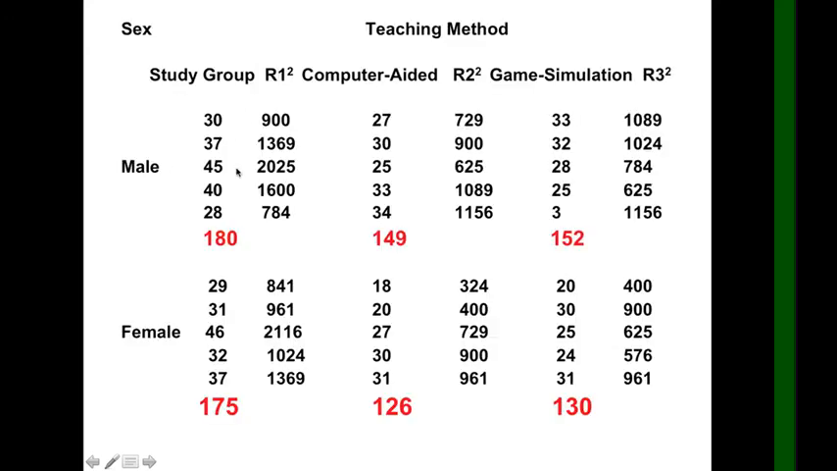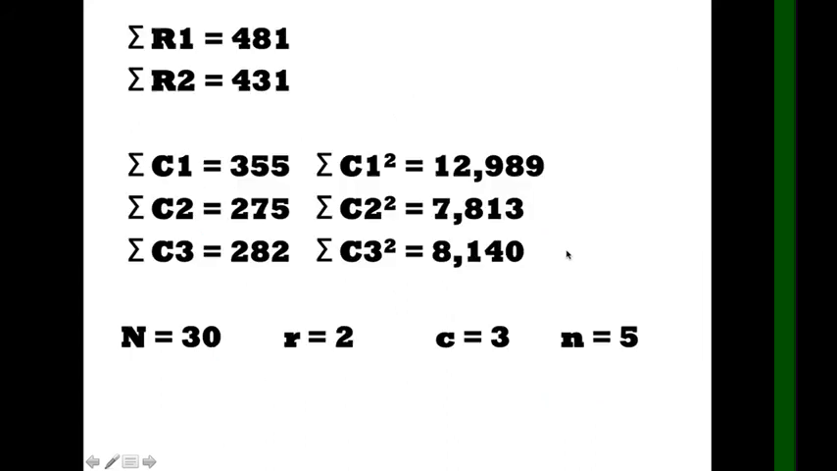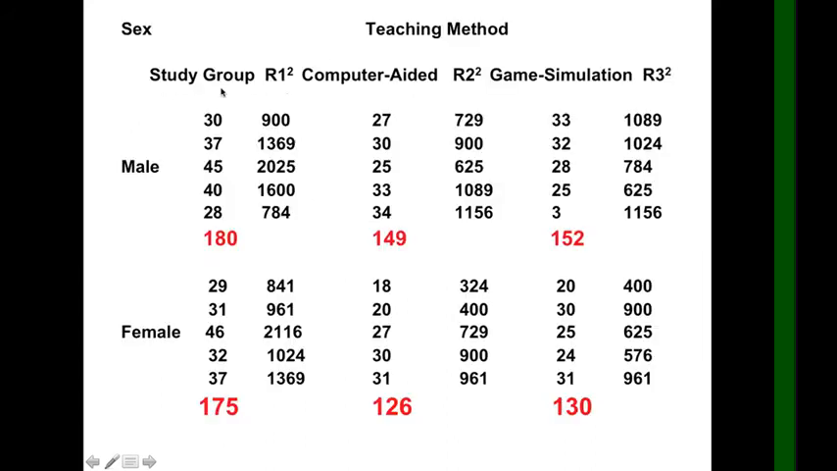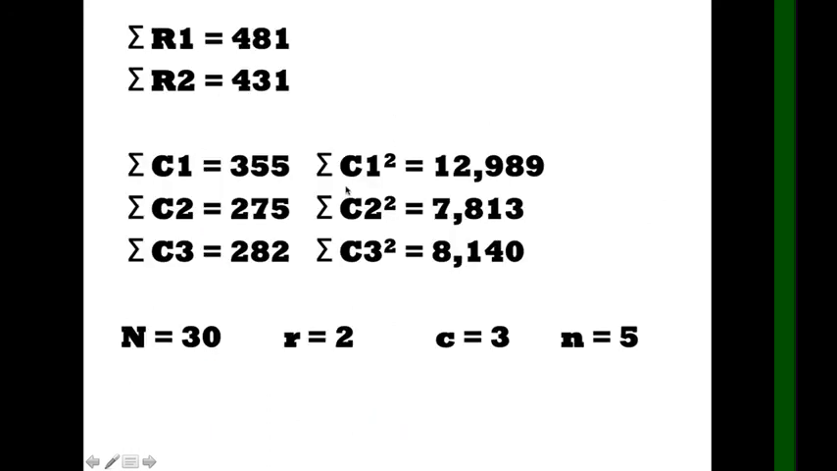That's 481, which is 180 plus 142 plus 152. Okay, that's 481. For the summation of R2, that is 175 plus 126 plus 130, which is 431. Summation of C1 is, so these are given, okay? These are given. These are constants. You just need to fill in, depending on the given numbers.